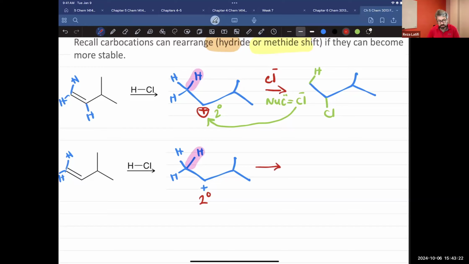Is there any chance to turn it into a tertiary carbocation by moving just one sigma bond? Let's zoom in on this carbon. What do we have? We have two methyl groups, and the third substituent is hydrogen. There is a hydrogen here. If you move this hydride, if you do a 1,2-hydride shift, you will get this carbocation.